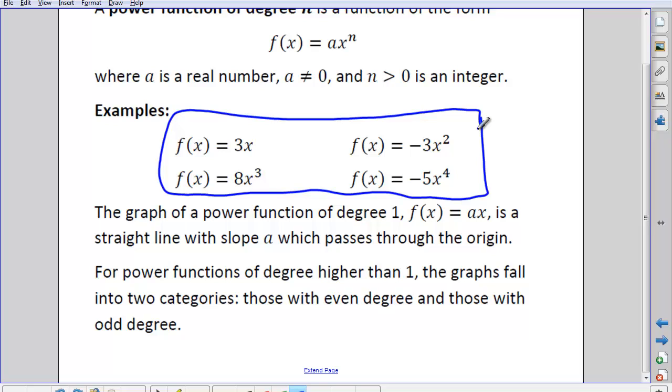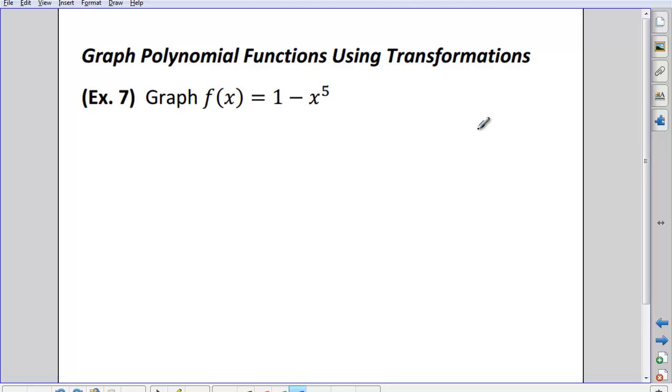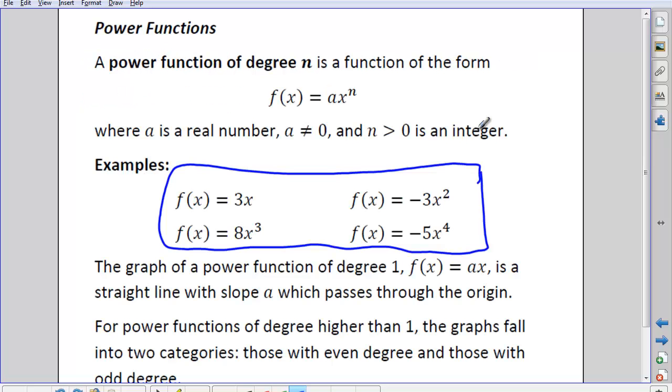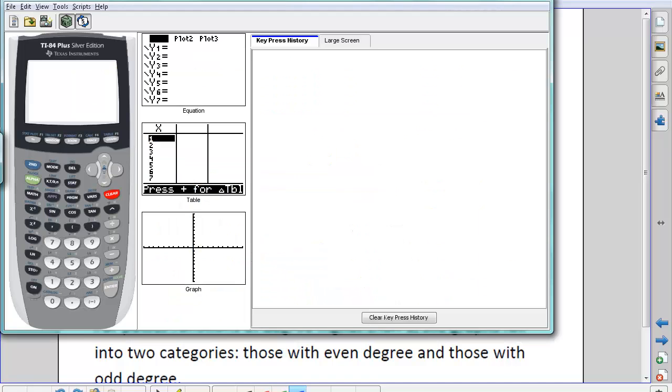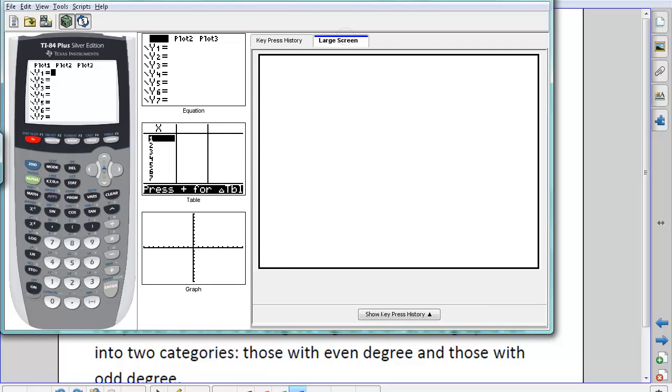And these power functions fall into two categories as far as the way we can categorize them. And it goes back to the degree of that polynomial function, whether it's, in this case, an odd degree or an even degree. Okay, so let's look at some graphs here, just to explore this a little bit. Let's graph a few of these power functions.